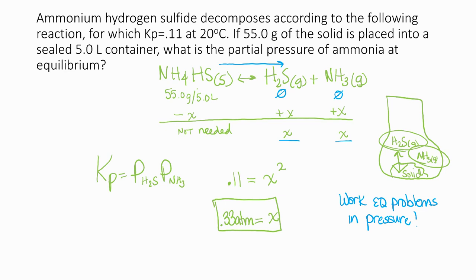Okay, so we set up our ICE table, not needing the solid information. And then we know that the equilibrium amounts of the two gases are x, and we set those equal to Kp.